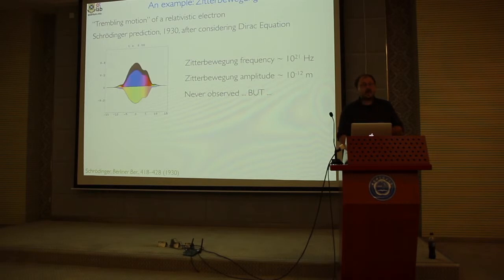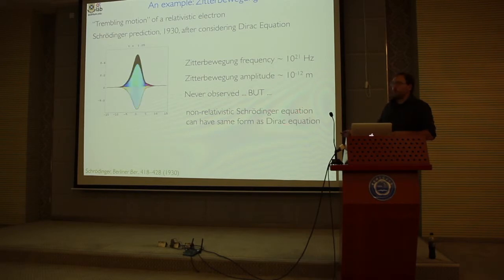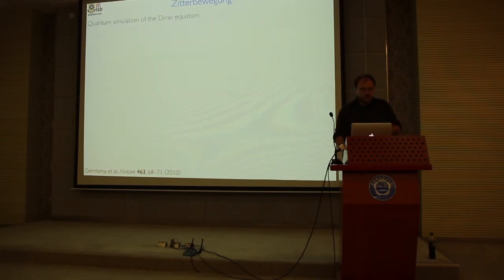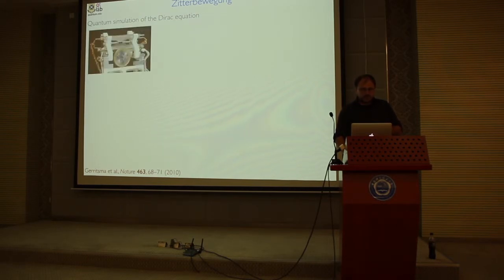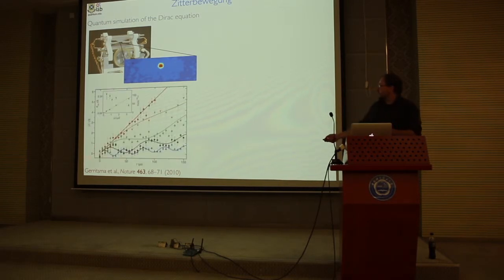But it was realized a few years back that the non-relativistic Schrödinger equation can have the same form as the Dirac equation. They're very similar wave equations. And so Rainer Blatt's group in Innsbruck in 2010 published a paper where they took an ion trap. There were some ions in the middle. They looked at a single ion, and they were able to see this kind of trembling motion. This is this oscillation here. And they said, we have done a simulation of Zitterbewegung.